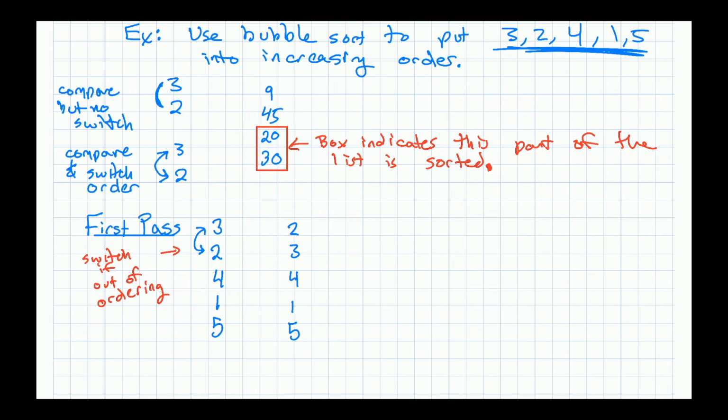Now, what are we going to compare now? Instead of the first and second element, we're going to be doing the second and the third, these 2. Should we switch them? No, we don't switch them because these are in order. So we didn't do anything here. I'm just going to write the list in the same order again. So 2, 3, 4, 1, 5.